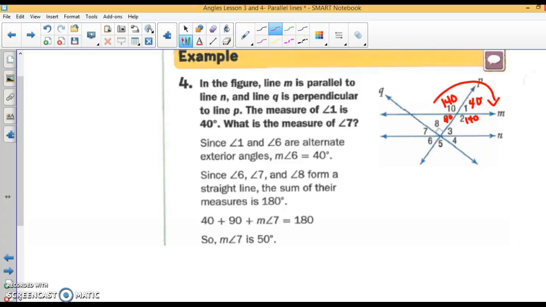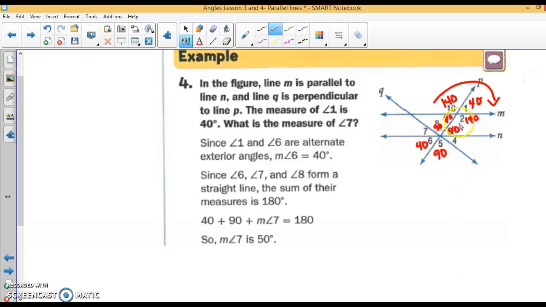Now, let's look inside this triangle. This angle right here is 90. If I look at this transversal P, aren't angle 1 and angle 3 corresponding angles? So I can slide 40 down there. If that's 40, 6 is also 40 because it's vertical. Now, 5 is also 90 because it is vertical with this 90 degree angle.